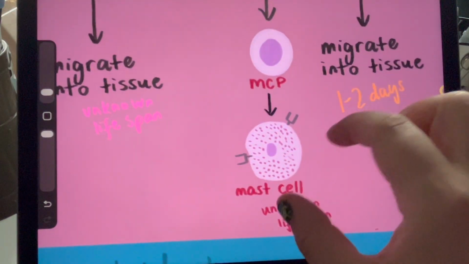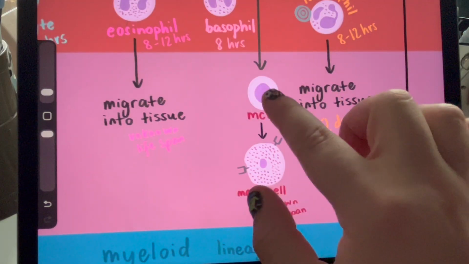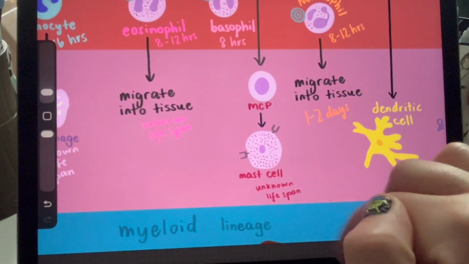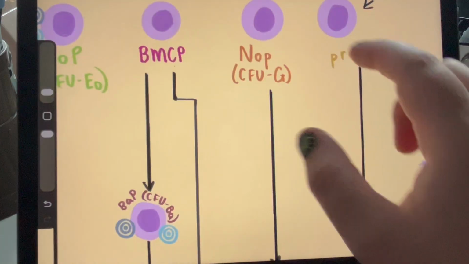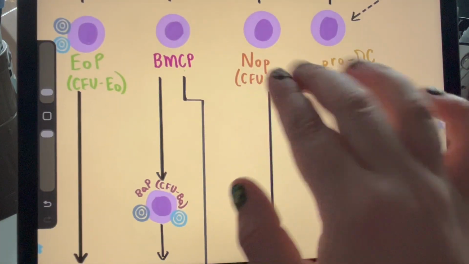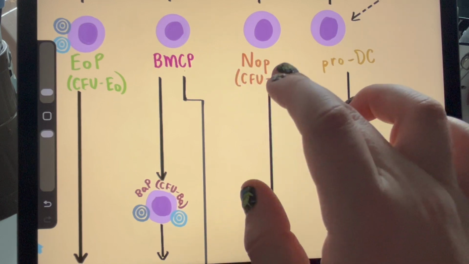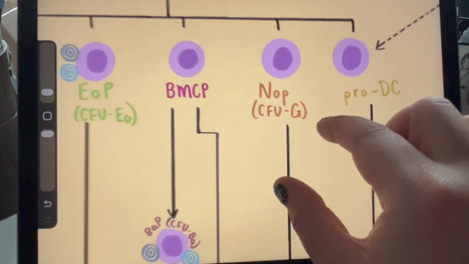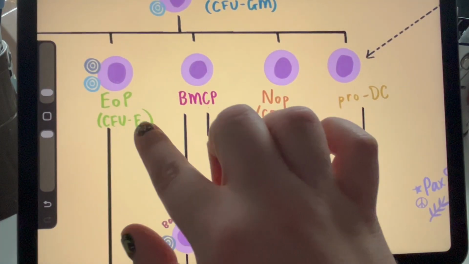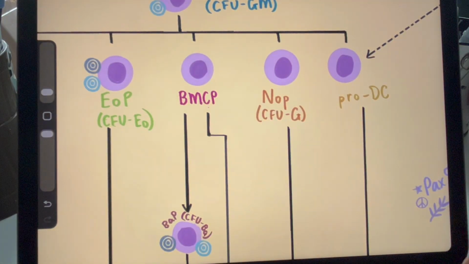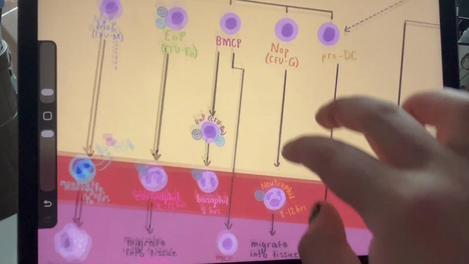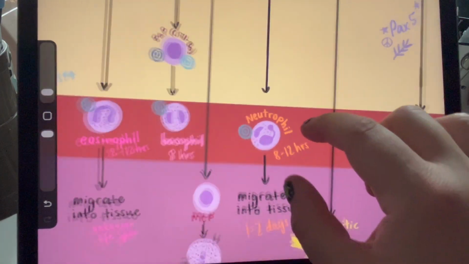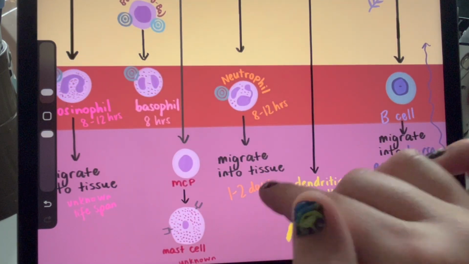If it goes the mast cell route, it's going to migrate into the tissue, connective tissue, it's going to form the mast cell progenitor, and then it's going to differentiate into a mast cell of an unknown lifespan. Moving on, we've got the neutrophil progenitors, also, unique to this one, colony forming unit granulocytes. I don't know why, because these 3 are granulocytes. I don't know why that got that specific name, but if you remember that these make sense, CFU-EO, CFU basophil, the last granulocyte left is neutrophil. So neutrophil progenitor, or colony forming unit granulocyte, that's going to differentiate into a neutrophil in the blood and last for 8 to 12 hours. When it migrates into the tissue, it lasts for 1 to 2 days.